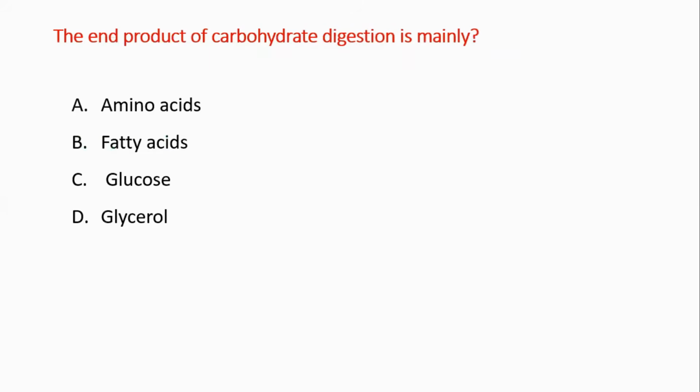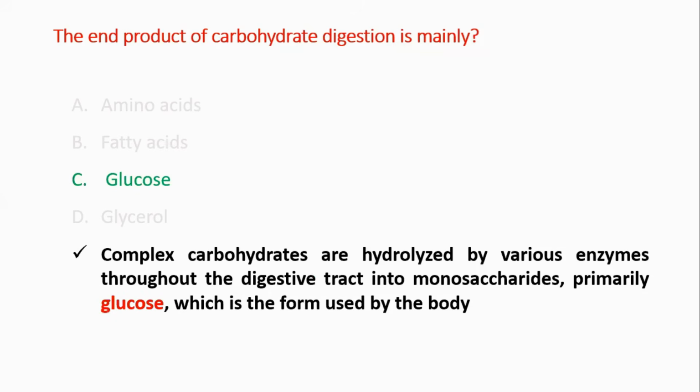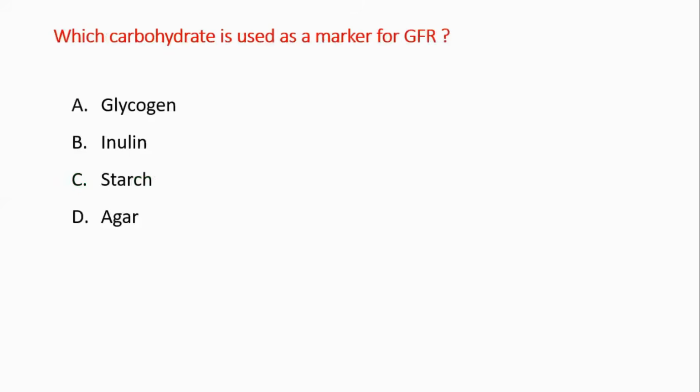Next question, the end product of carbohydrate digestion is mainly: amino acid, fatty acid, glucose, and glycerol. I hope you are able to answer this question. Amino acid pertaining to protein, fatty acid pertaining to fats, and now we have glycerol again, and then glucose. So yes, you are thinking it in the right direction. Right answer is glucose. Complex carbohydrates are hydrolyzed by various enzymes throughout the digestive tract into monosaccharides, primarily glucose, which is the form used by the body.